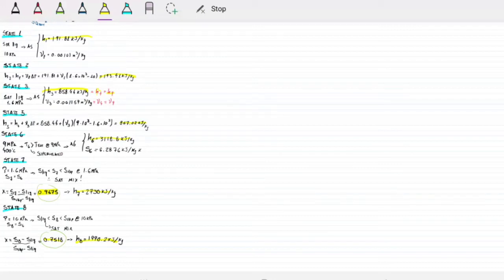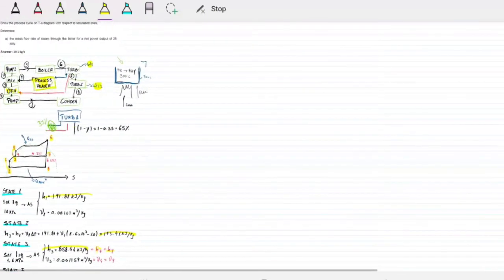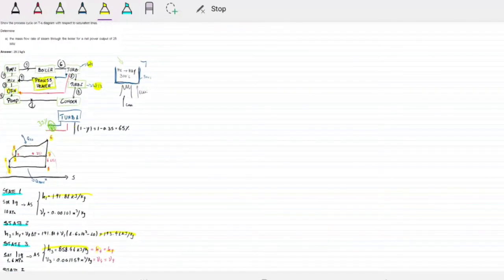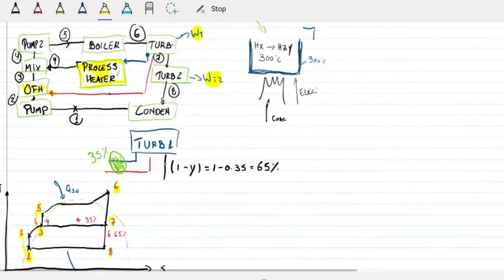So what are we looking for? We're looking for the mass flow rate that we need in this system to give us an output of 25 megawatts. Okay. What am I going to do to do that? Well, I'm going to find the net work output of this system. And to do that, I'm going to relate the things that are being input minus the things that are being output. So let's go back here.